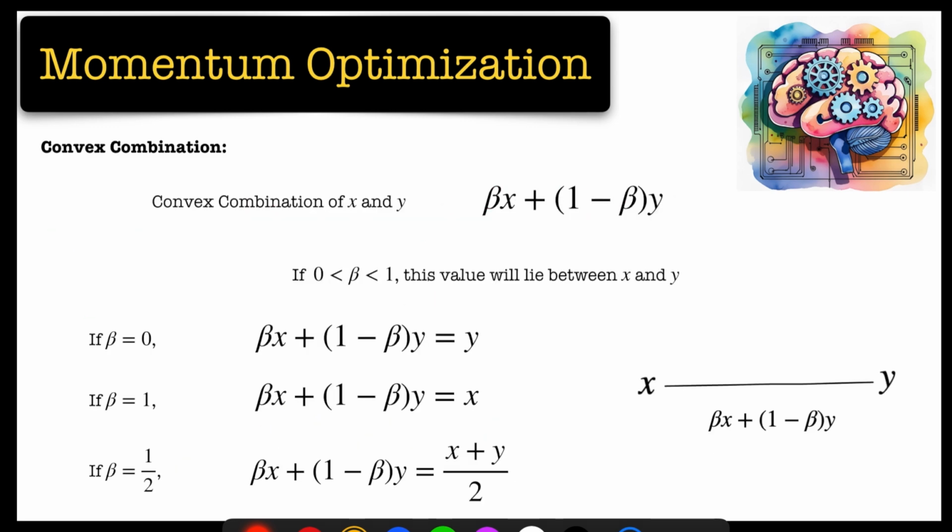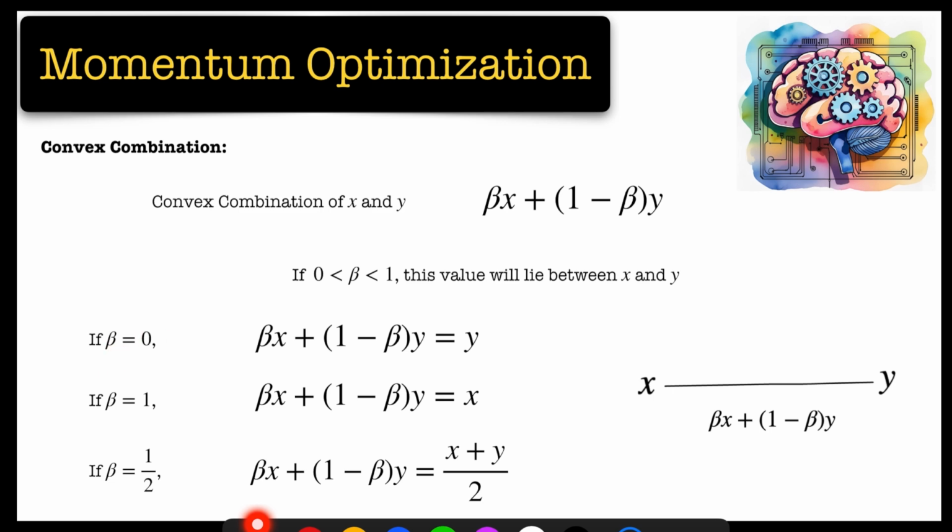For that we use a convex combination. This is not as complicated as it looks; it's a very simple concept. The convex combination of x and y is beta x plus 1 minus beta times y. If beta is between 0 and 1, this value will always lie between x and y. Let's say this is x and this is y. What we are claiming is that this value will always be within x and y.